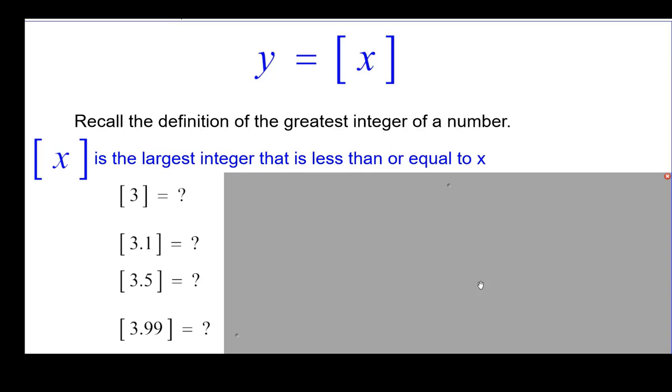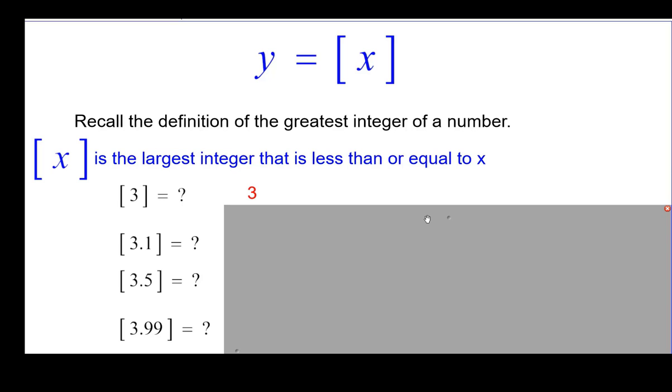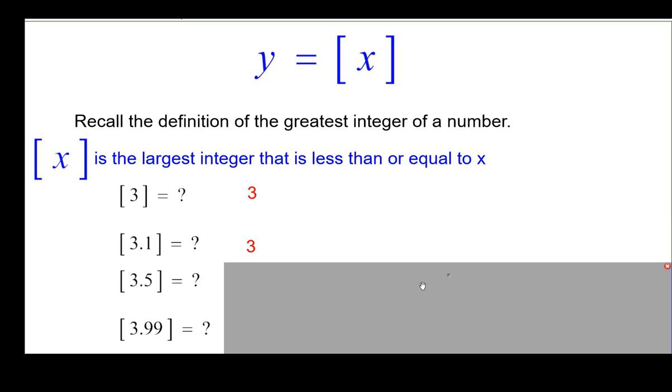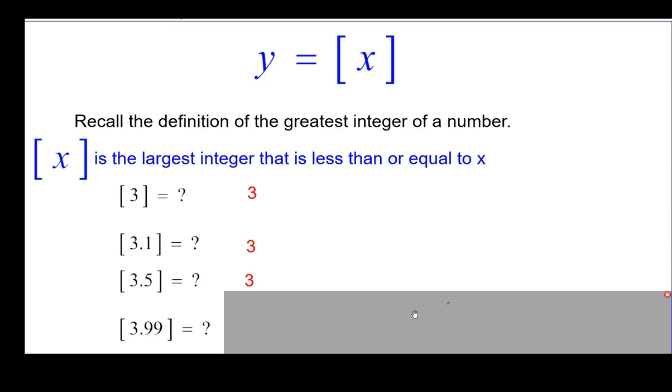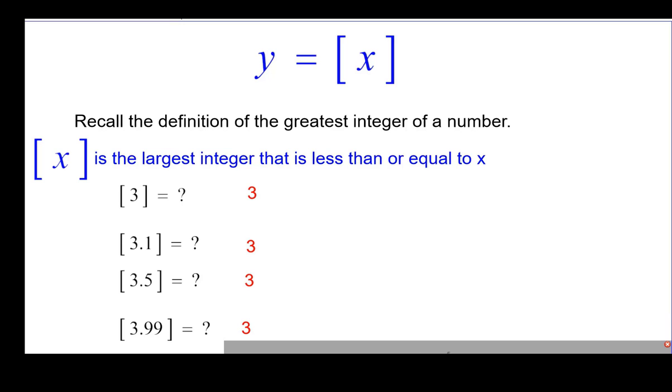So the greatest integer of 3, by definition, what do you think? What is the largest integer that's less than or equal to 3? And hopefully you said 3. Greatest integer of 3.1. Largest integer less than or equal to this. I can't go with 4 because 4 is bigger, so I've got to go with 3. Notice the answers are integers. 3.5, I know you'd round it to 4, but the greatest integer is still 3. And 3.99, almost 4, but the greatest integer that's less than or equal to it is still 3.